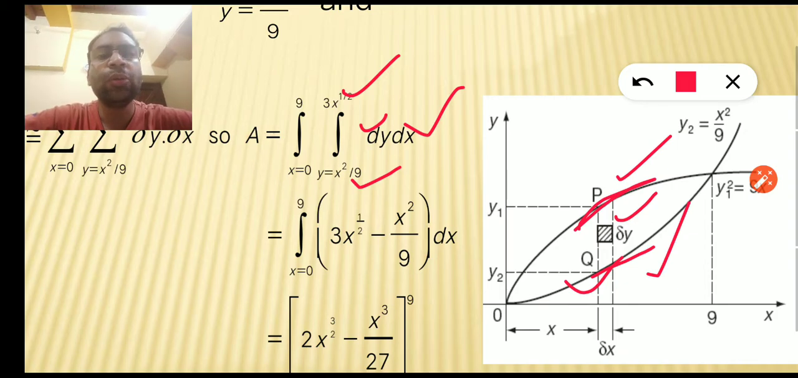Then to find out the lower and upper limit of the dx, we will see the movement of the strip, from which point to which point the strip is moving. We can see the strip is moving from this point 0 and it is moving till this line, which is x is equal to 9. So the strip is moving from 0 to 9. The lower limit of the strip will be 0 and upper limit of the strip will be 9.